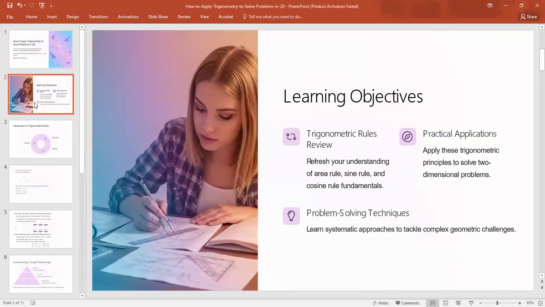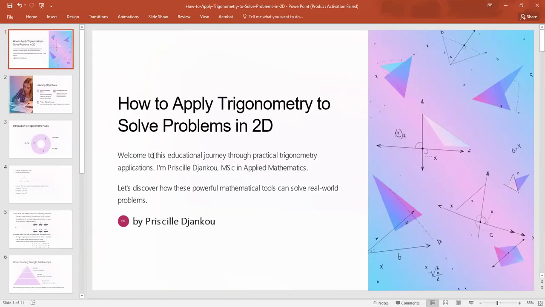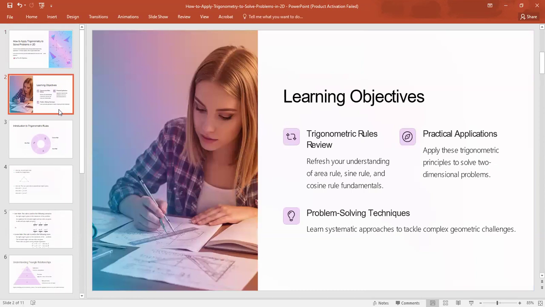Before we move on to the learning objectives, I would like to remind you of the theme of our discussion at this point: how to apply trigonometry to solve problems in two dimensions. The learning objective is to help you recall the trigonometry rules and see how to apply these principles to solve problems in two dimensions. We're going to show you the systematic approach used to tackle complex geometric challenges.